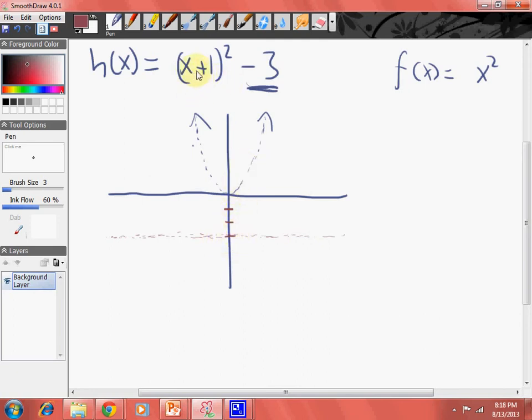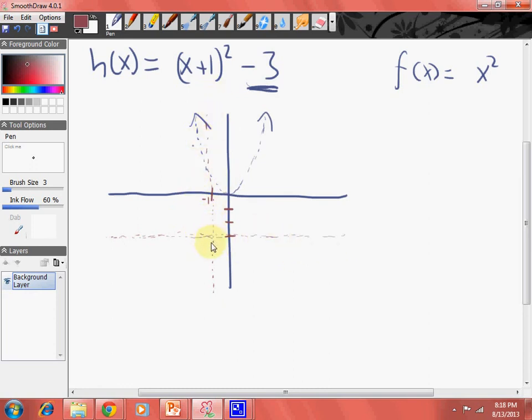Over here we have x plus 1. Are we moving to the right or to the left? If you are leaning towards the left, you're absolutely right. We do the opposite. At -1, we draw an imaginary vertical axis. Bam. So now we have an imaginary x-axis and an imaginary vertical axis.